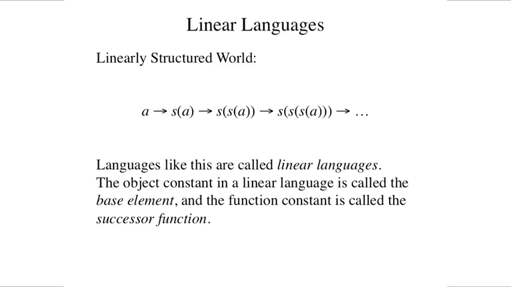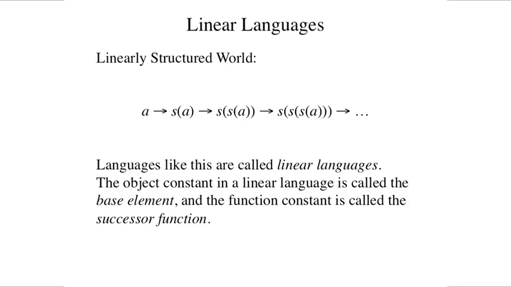Consider a language with a single object constant a and a single unary function constant s. There are infinitely many ground terms in this language, arranged in what resembles a straight line. Starting from the object constant, we move to a term in which we apply the function constant to that constant, then to a term in which we apply the function constant to that compound term, and so forth.